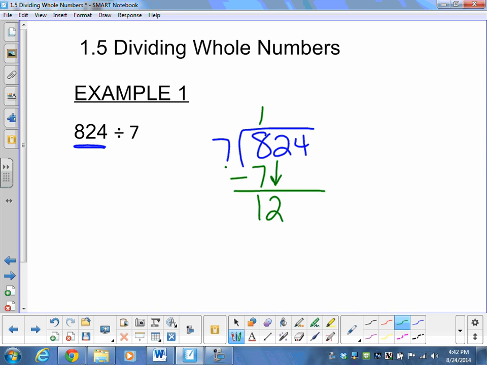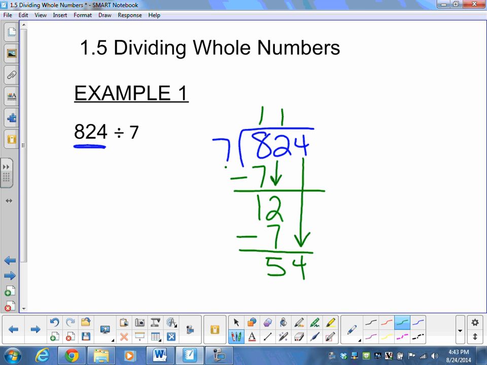We're going to start this process all over again. 7 goes into 12 how many times? Well, that would be once. 7 goes into 12 one time without going over. So we take that 1 and multiply by 7 and get 7. Again, we're going to subtract to find out how much is left over. 12 minus 7 is 5. And then we bring down the next number.